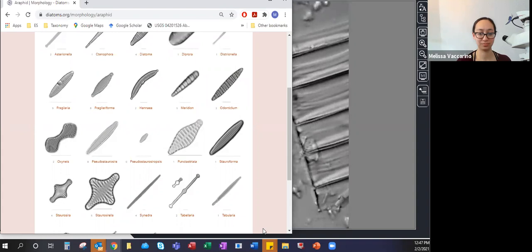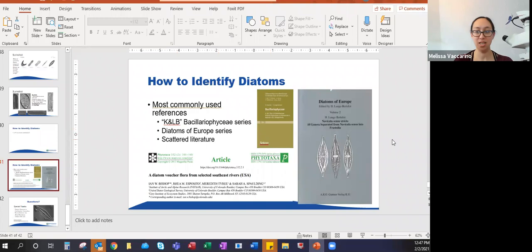Okay, thank you guys for participating. And so again, from here, this was just to get to the genus level, to get to the species. If you have trouble using diatoms.org, you may have to go to other references. These are some of the more commonly used ones, KNLB or the Green Book, and the silver ones, Diatoms of Europe. And you may have to look in other scattered literature to find what you have, or you may have something completely new. So you'll want to scrutinize the diatoms you have very carefully.